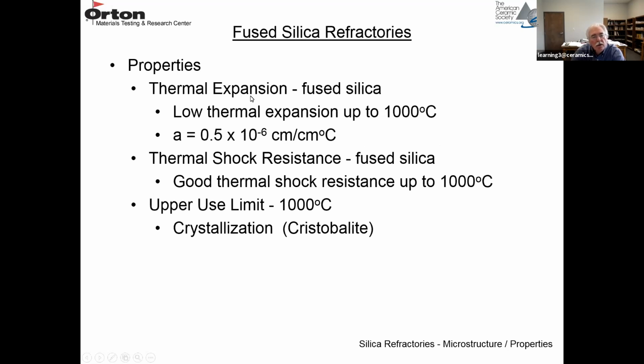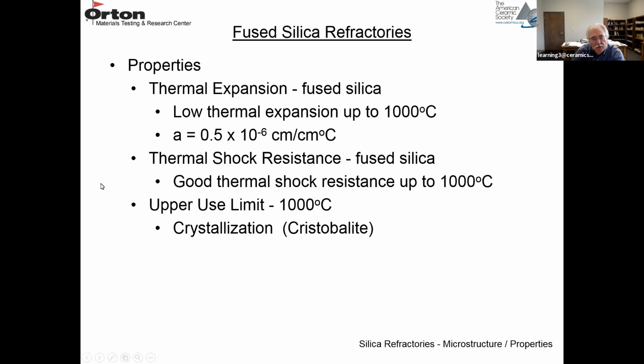The thermal expansion of fused silica: we mentioned that quartz can be melted and you can form a glass. If you don't crystallize it, you form fused silica. So it exists in a glassy form. So it's amorphous, it's not crystalline. And that has a low density, an open structure, a random glass structure. So it has a low thermal expansion coefficient from room temperature to 1,000 degrees C, and the average coefficient is 0.5 times 10⁻⁶ per degree C.